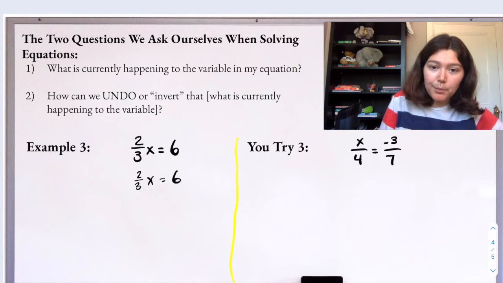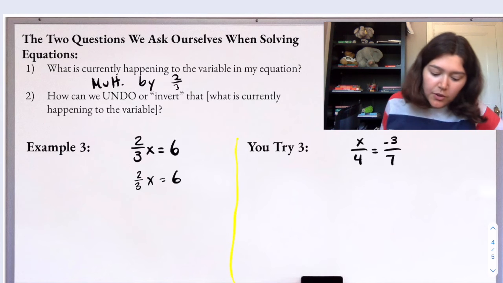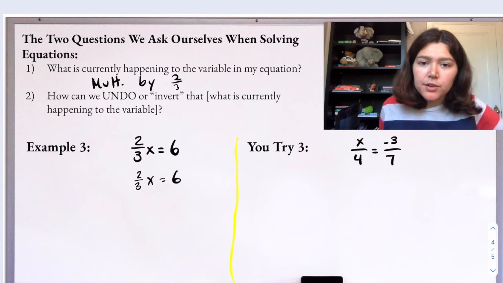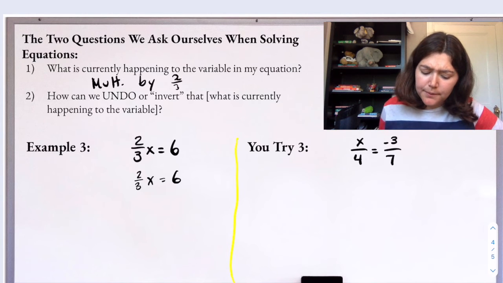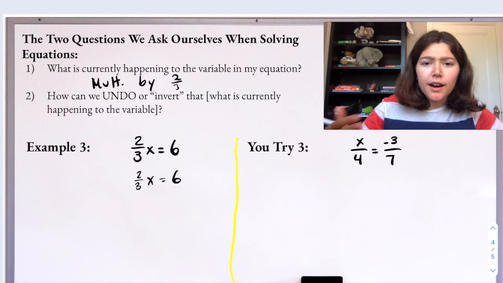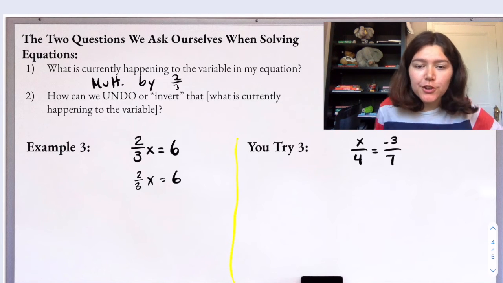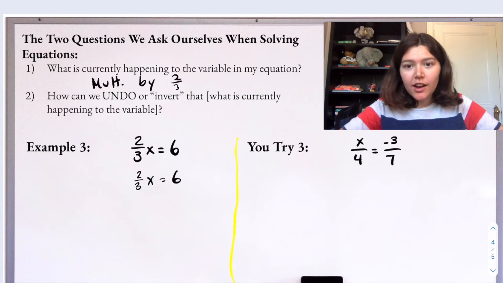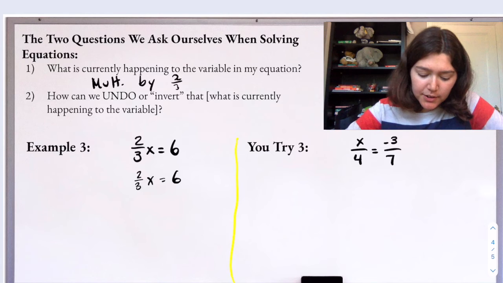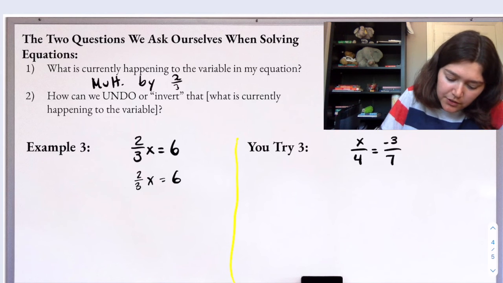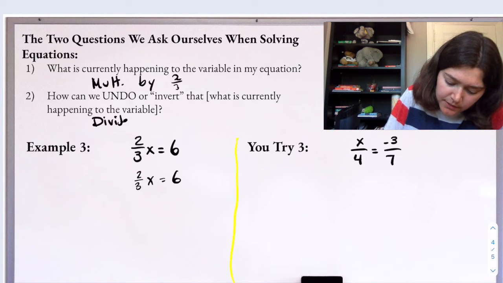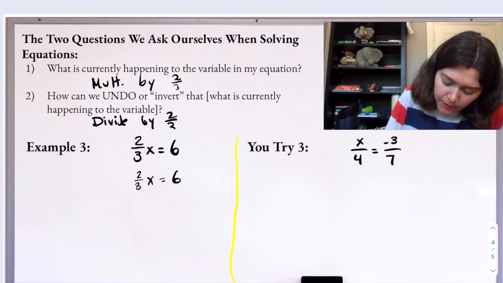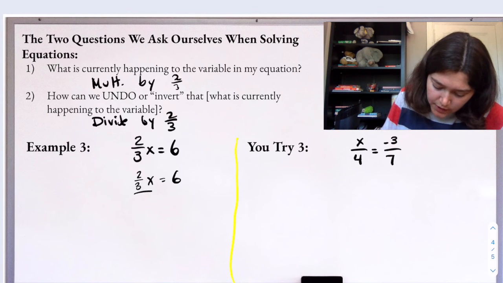X is currently being multiplied by 2/3. So how do you undo multiplying by 2/3? Well, there are a few ways. There's always multiple ways to think about it. But don't overthink it. How do we undo multiplying generally? What's the inverse operation of multiplication? Division. Yeah, multiplication and division are inverse operations that undo each other. So we undo multiplying by 2/3 by dividing by 2/3. Okay, so I'll go ahead and do that. Divide by 2/3, divide by 2/3.